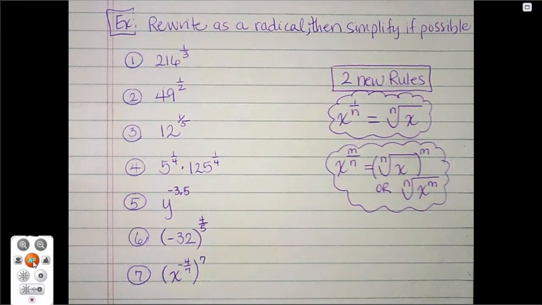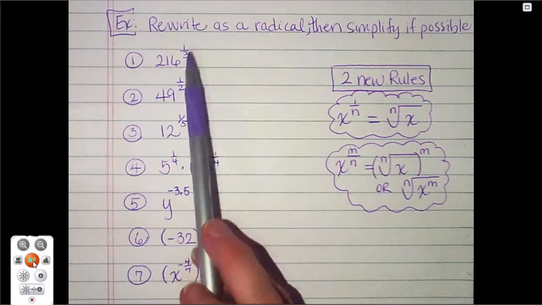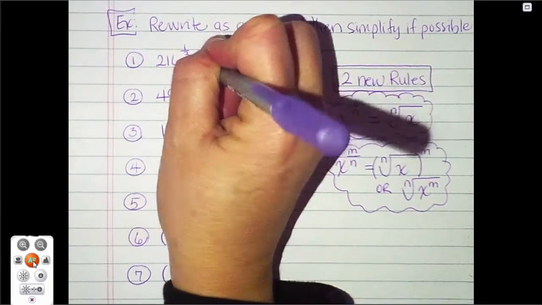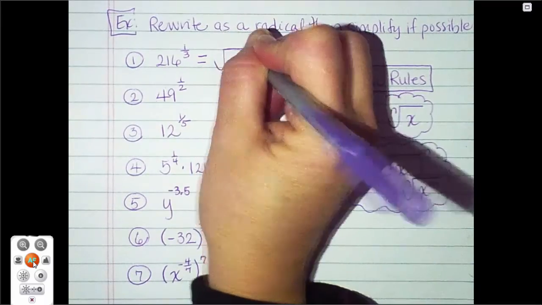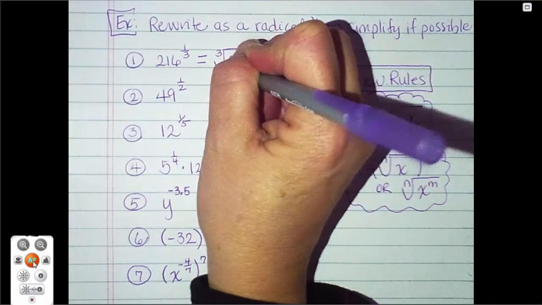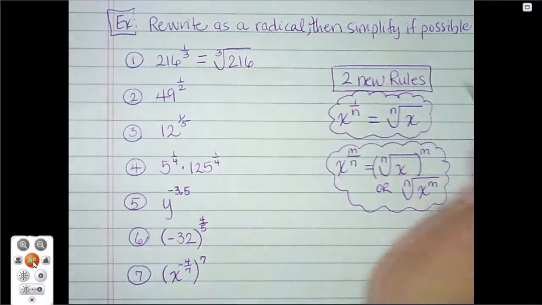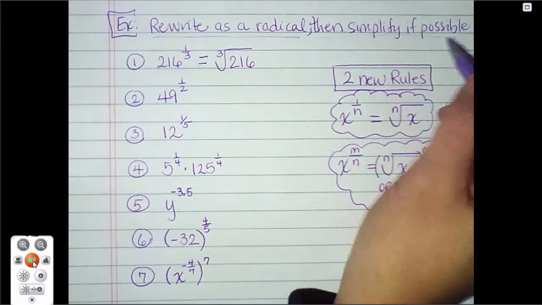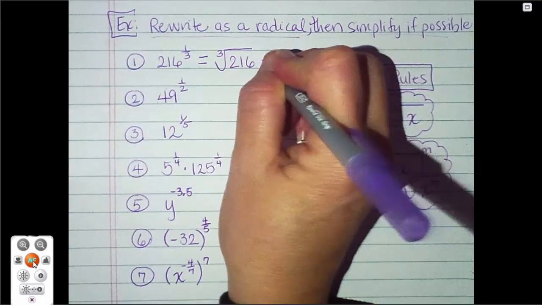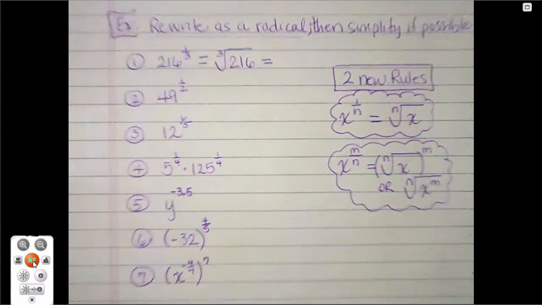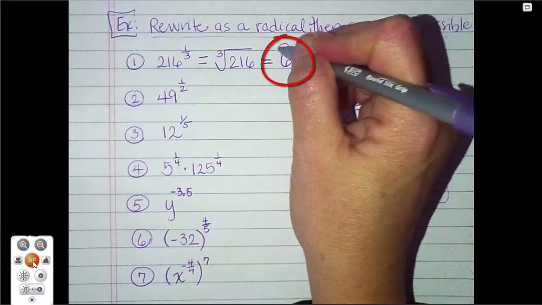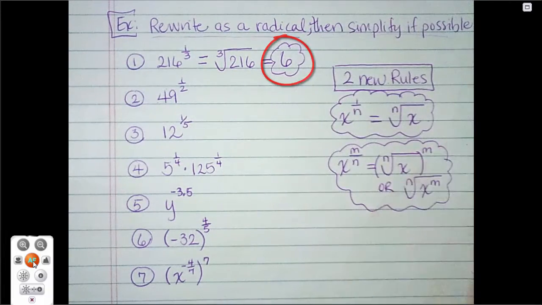Okay, so in number 1, I have 216 to the 1/3. My rule says when I have x to the 1 over n, that's the nth root of x. So 216 to the 1/3 is the cube root of 216. Now the instructions say rewrite as a radical, which we've done, then simplify if possible. You need to start learning some of your bigger numbered exponents. 6 cubed is 216, so the cube root of 216 is 6.